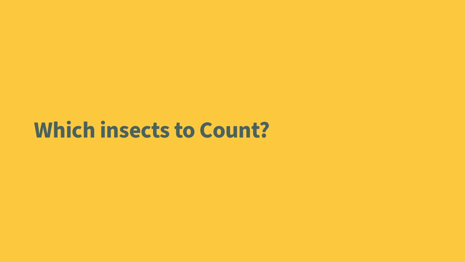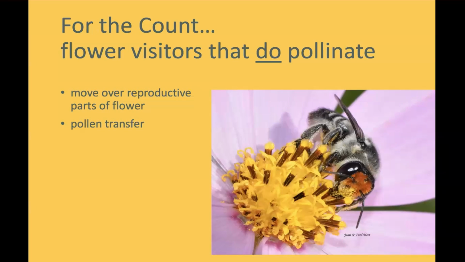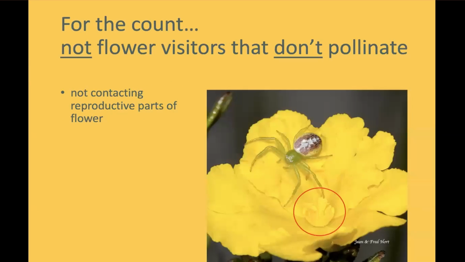Understanding that concept is really important for us to understand why we need to count the insects that are actually visiting the flower and visiting the reproductive parts of the flower. They actually have to touch the reproductive parts of the flower in order to be considered a pollinator. So you'll see this bee here. She's got pollen on her face and on her body. As she moves around this flower, she's going to move some of that pollen from flower to flower. So pollination is the movement of those pollen grains from flower to flower.